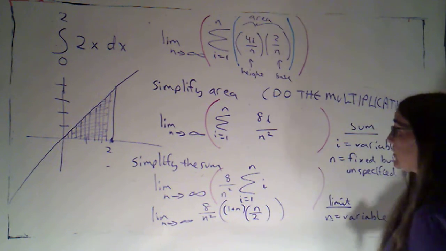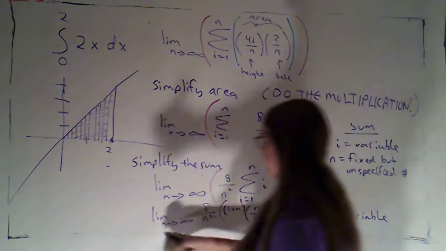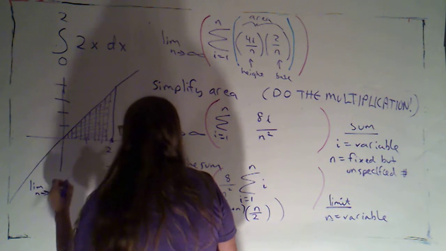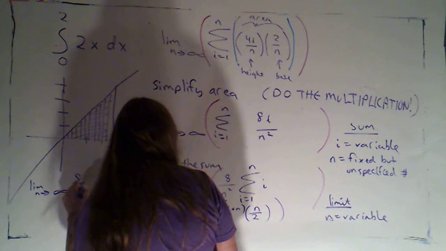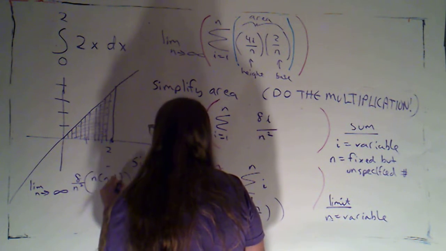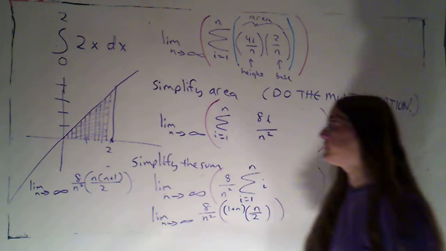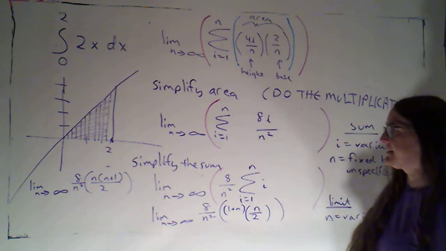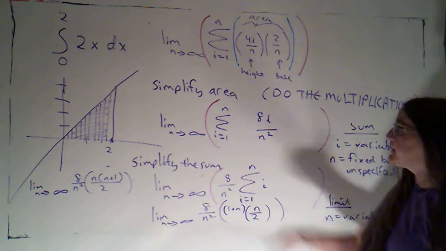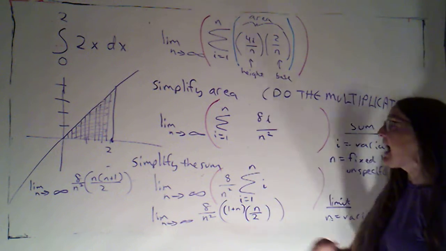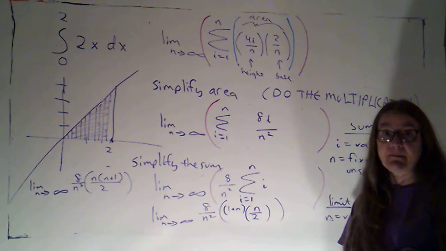So what we have, let me come over here, is the limit as n goes to infinity of 8 over n squared times n plus 1 all over 2. Okay, excellent. So there we simplified the sum. So first the area, then the sum. Now we're ready to evaluate the limit.